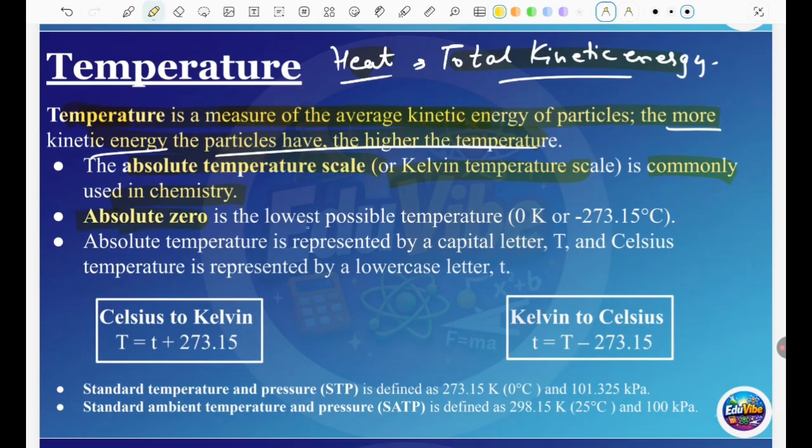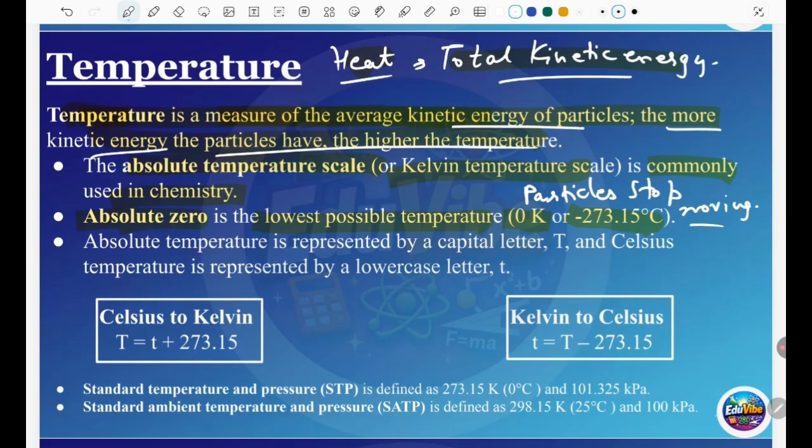The lowest possible temperature is 0 Kelvin, which in Celsius is minus 273.15 degrees Celsius. At this temperature, the particles stop moving, because the lower the temperature gets toward zero, the less kinetic energy there is, so particles stop moving. This is in Kelvin, and this is in Celsius.